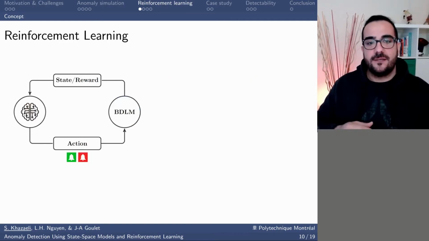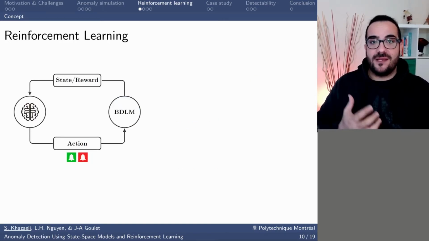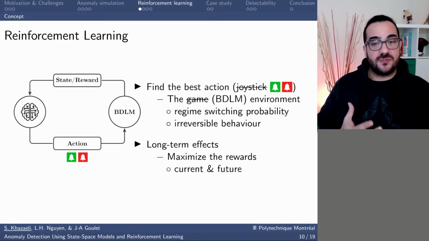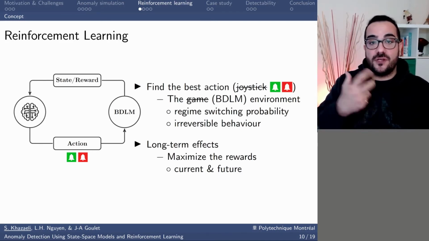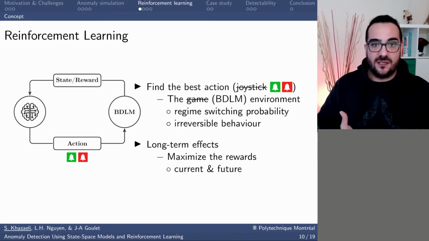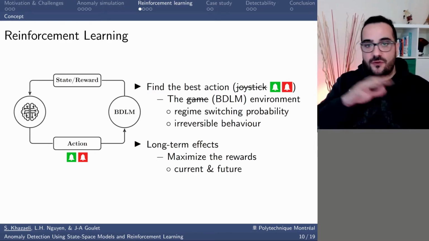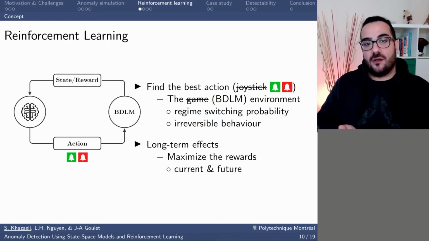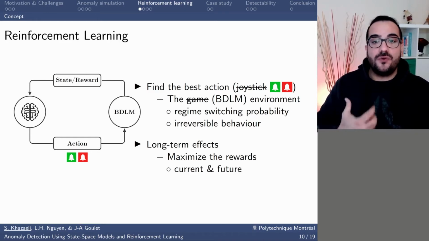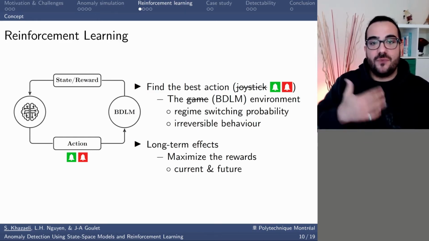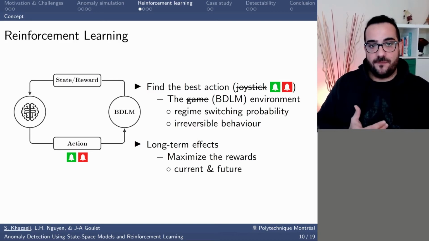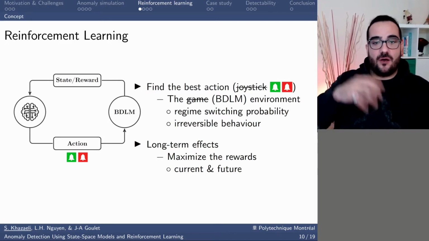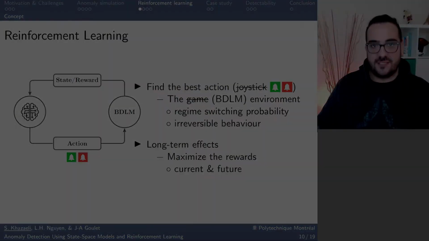We can formulate our anomaly detection problem in the same fashion. Instead of the game emulator, we can use the BDLM environment. So instead of mushrooms and obstacles, we can use the probability of regime switching and the mean value of the speed. Instead of the joystick to move around, we can define our own actions, for example, do nothing or trigger an alarm. And finally, we can use our own reward function and let the agent maximize the rewards considering the long-term effects. So let's go through the concept of reinforcement learning in more formal ways.